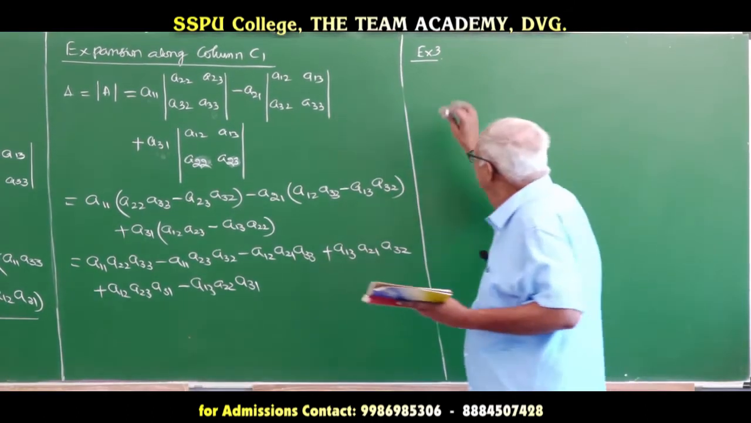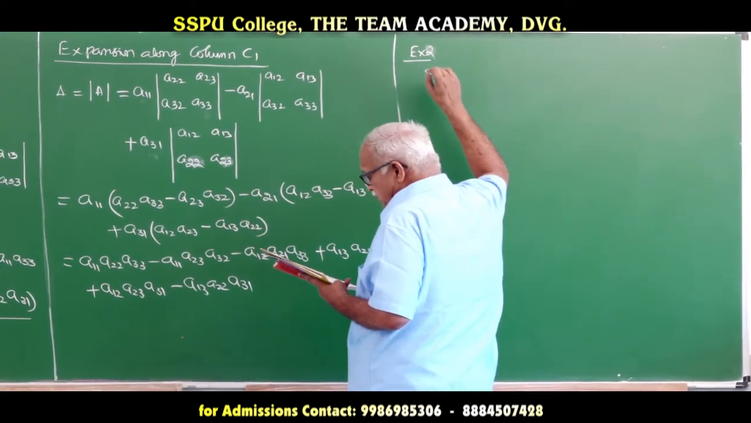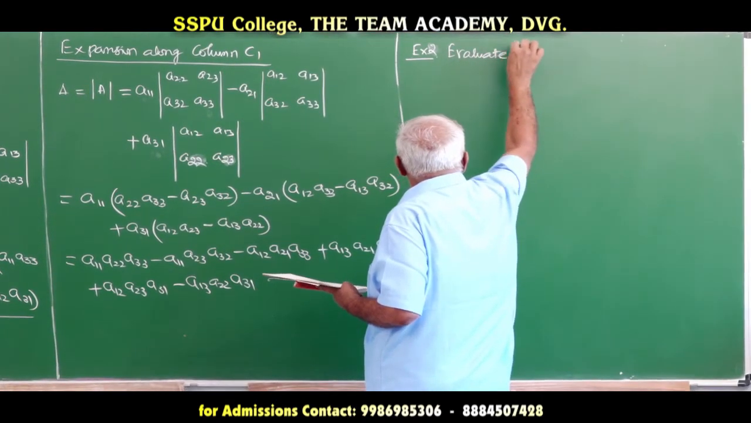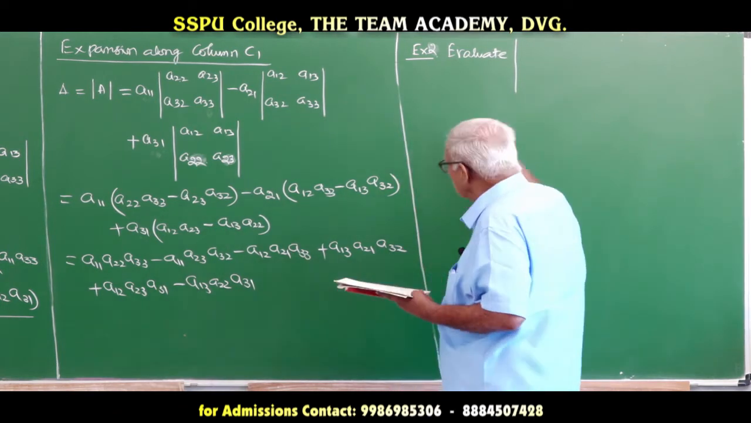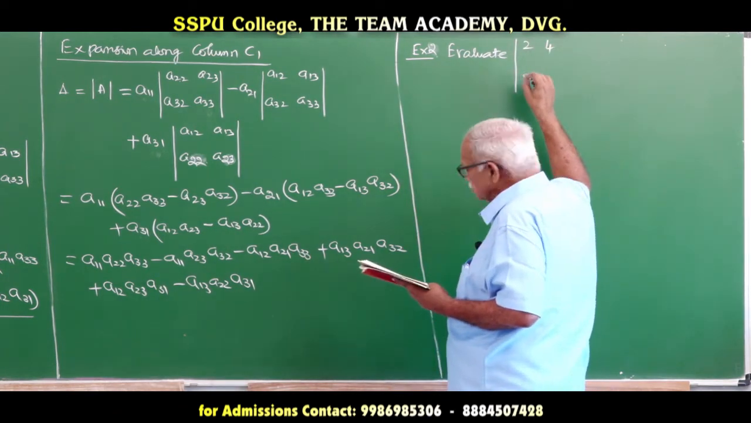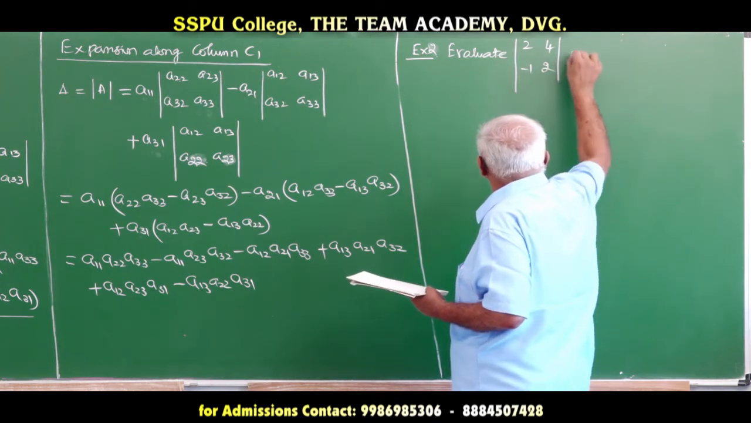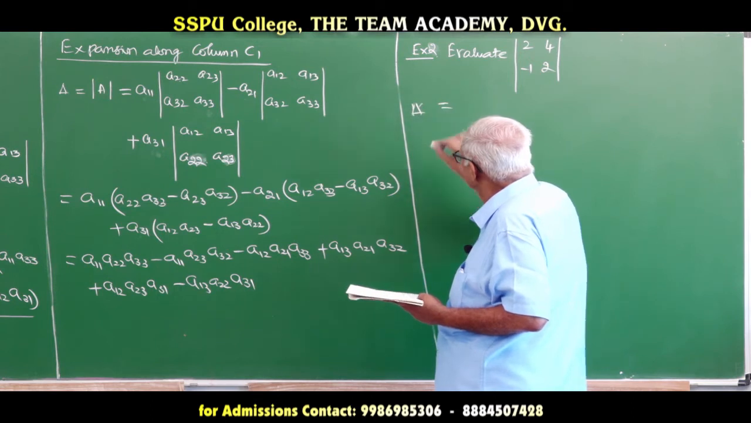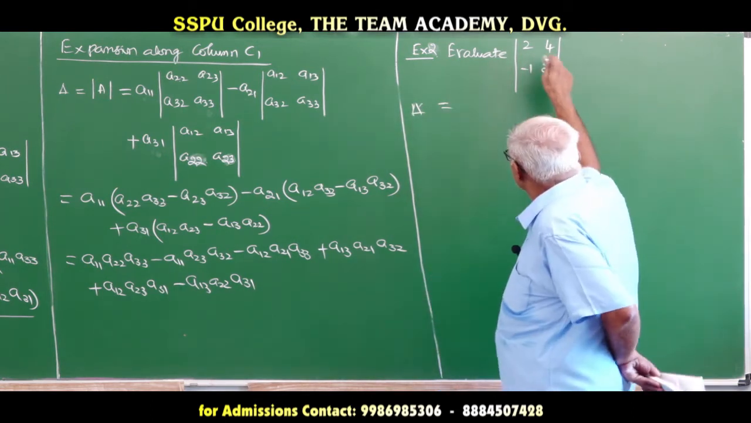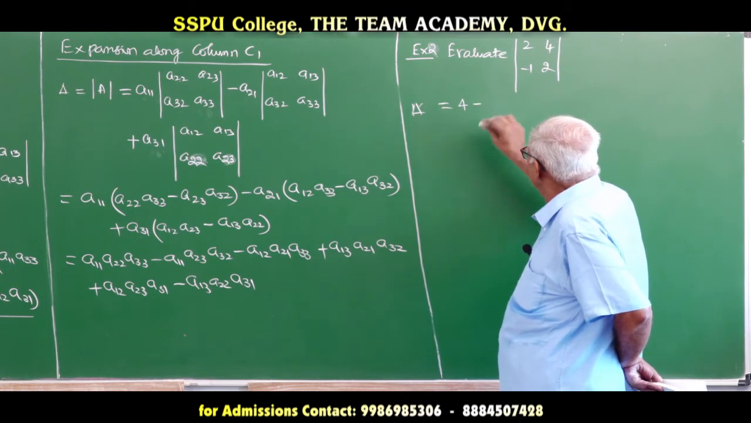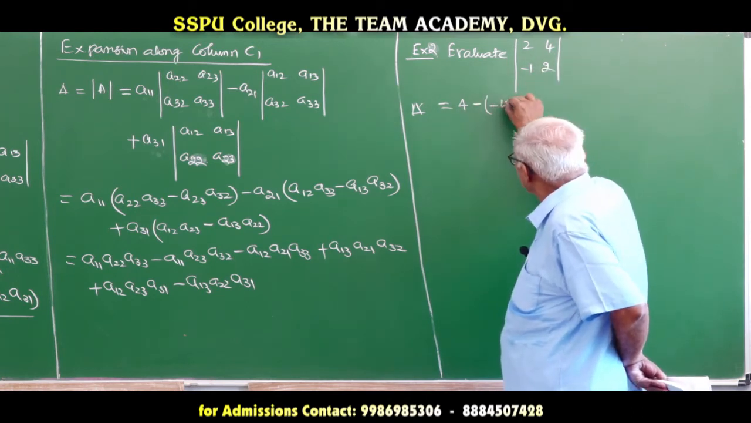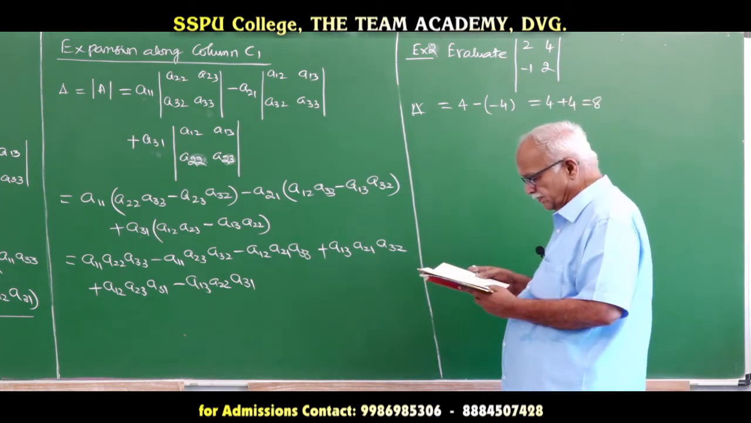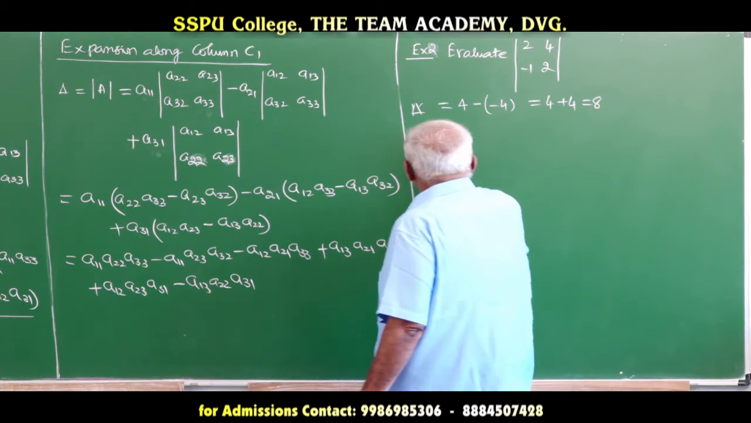Okay, first example we did. Now, the second example: evaluate the determinant 2, 4, minus 1, 2. Very simple evaluation. Delta is equal to 2 into 2, 4, then take minus sign, minus 1 into 4 is minus 4. So, this is 4 plus 4, which is 8. Now, let us take another example.